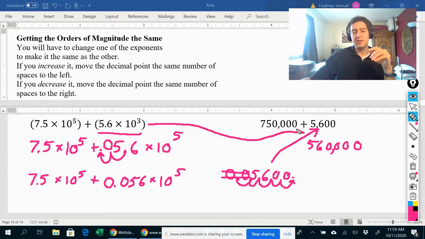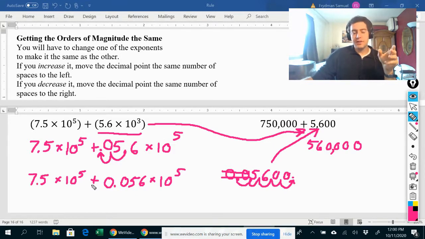Both of these things are equal to 5,600. They're just written in a different way. This one, before we move the decimal point, is no good. This is 560,000, which is a completely different number.